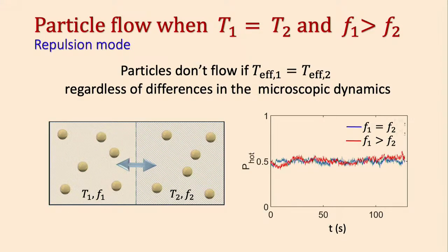So what happens if you have the same frequencies, as what you see here in blue, and you look at the probability to be in the hot side, then nothing happens, and you wouldn't expect anything to happen because this is the same frequency on both sides. This is a control. But if you project different frequencies, but the same effective temperature, you still get that nothing flows. So this is very encouraging. This means that really you could use the effective temperature to predict particle flow in a diffusive contact.